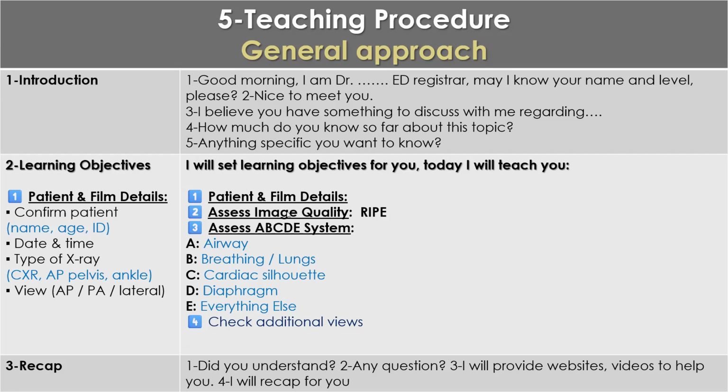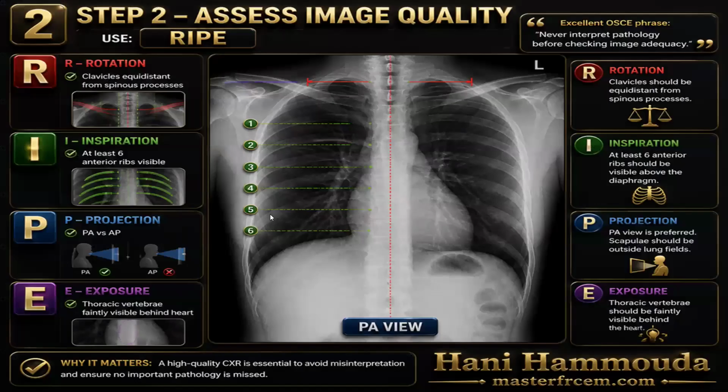Okay, next point is to assess the image quality. The mnemonic is RIPE. R is for rotation. For the rotation, we check the patient's clavicle. The clavicle has to be the same equal distance from the midline, which is the spinous process. Then we measure the right and left clavicle. Both must have the same length. Is this one centralized or rotated? This is centralized because it has the same distance.